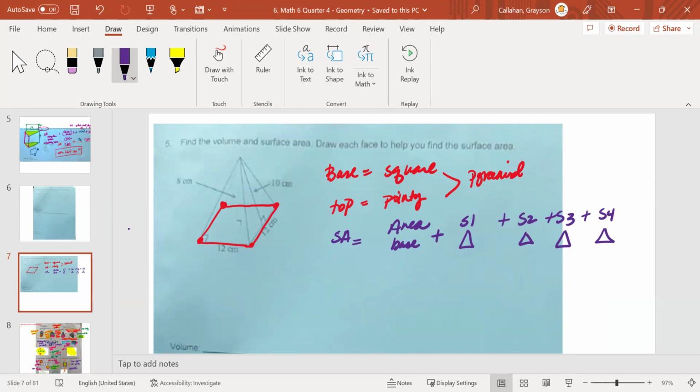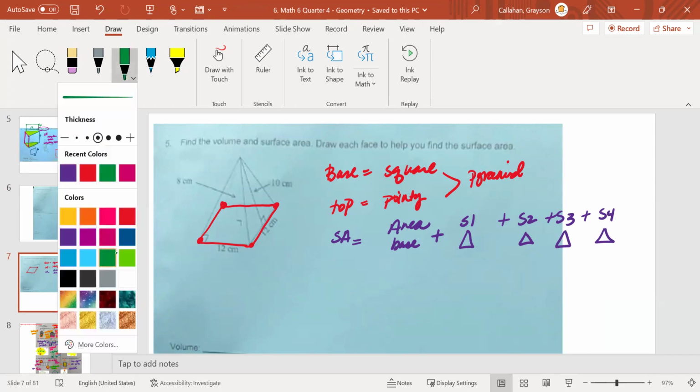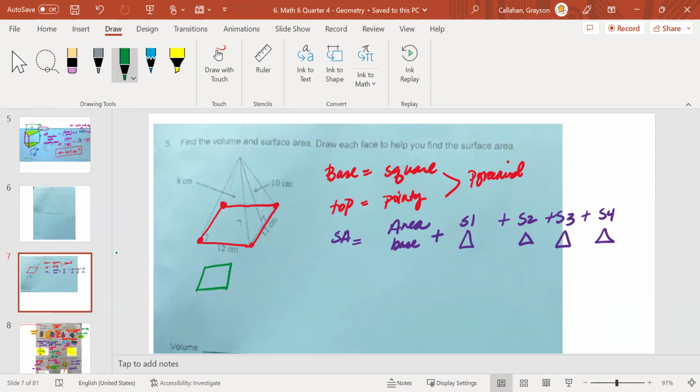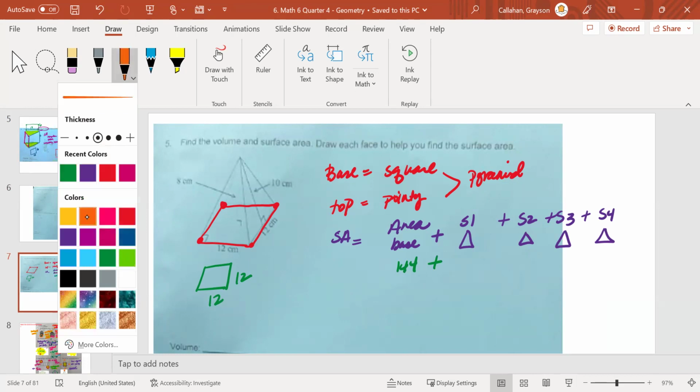So area of the base. That should be fairly easy. The area of the base is just a square, which is 12 by 12. 12 times 12 is 144, right? And you don't need to multiply by 2 because there's just one. It's a pyramid, right? The other ones are a little bit harder to find.